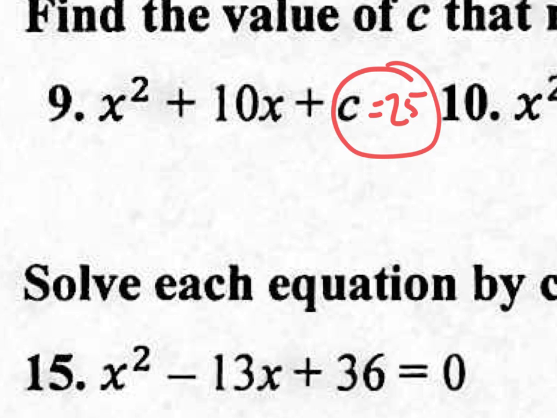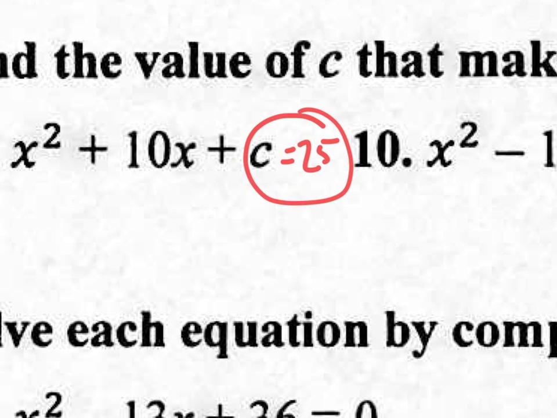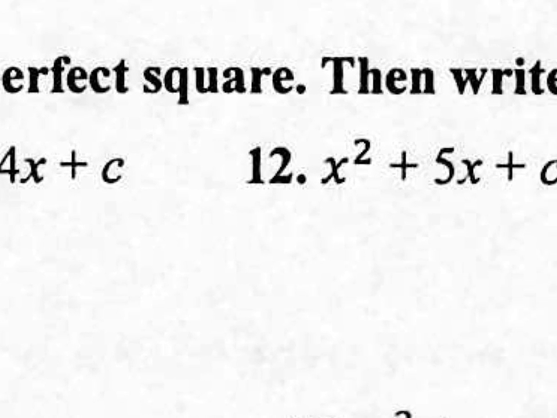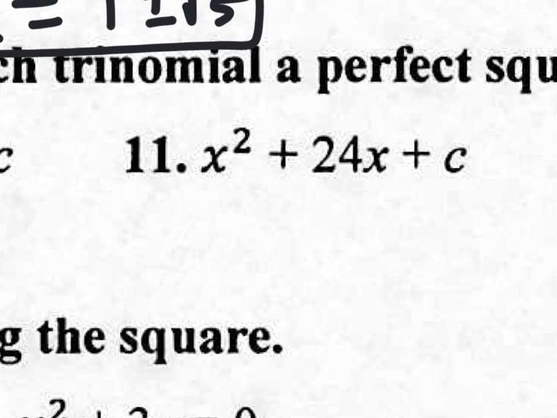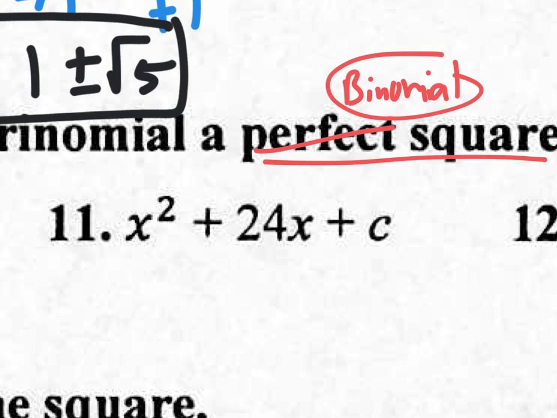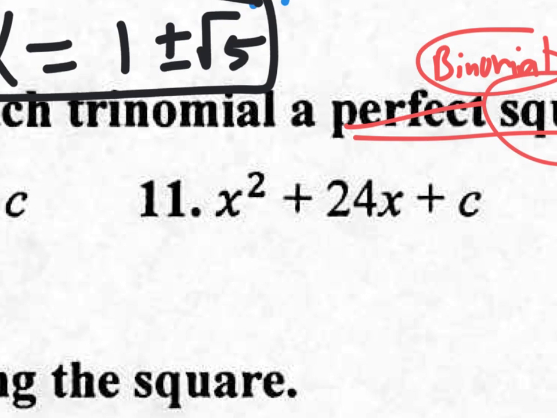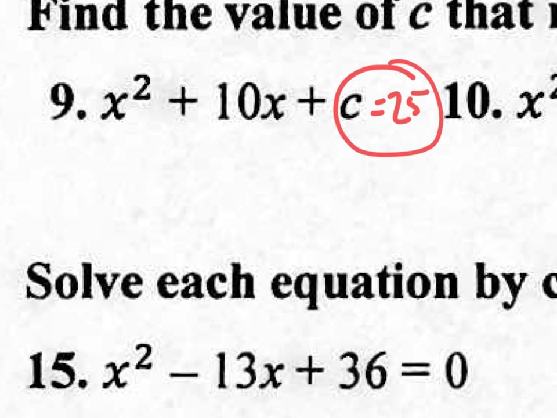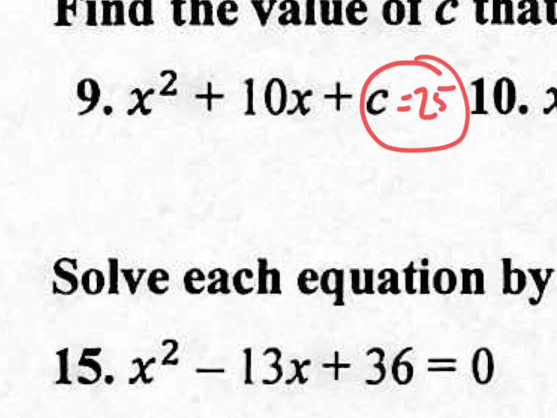So it says find the value of C. Okay, C equals 25. That makes each trinomial a perfect square. Okay? And I like to, instead of saying perfect square, I like to say a binomial squared. So instead of perfect, I like saying binomial squared, right? It's the same thing though, same difference. So if I did, well, we already did find the perfect C value, 25. So what will my binomial squared be?